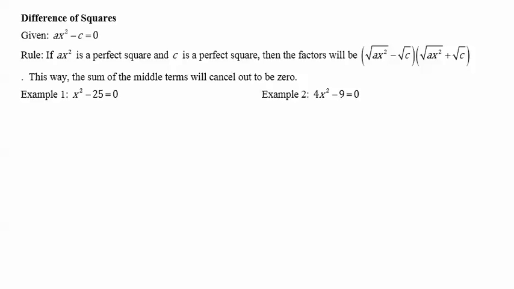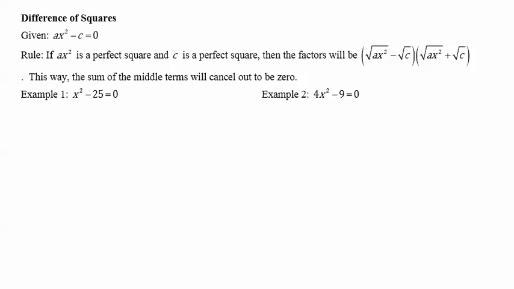Okay, in this video, we're going to look at difference of squares. If I'm given a quadratic equation and I'm only given ax squared minus c, I'm missing the b term. I don't know what the b term is, but that doesn't mean that I still can't factor it. If I recognize that both terms, ax squared and c, are perfect squares, then that means that I can take the square root of them.